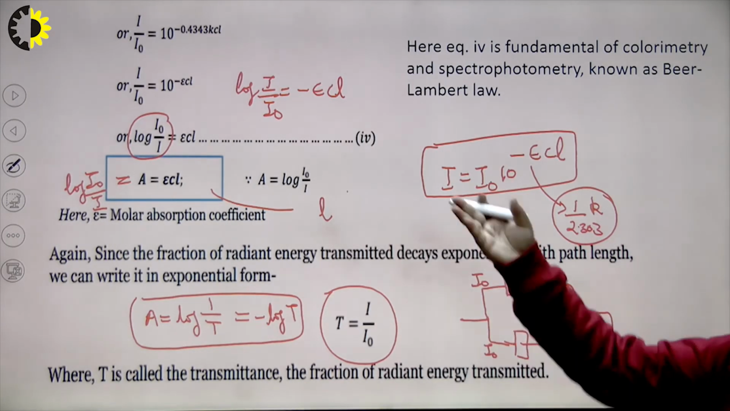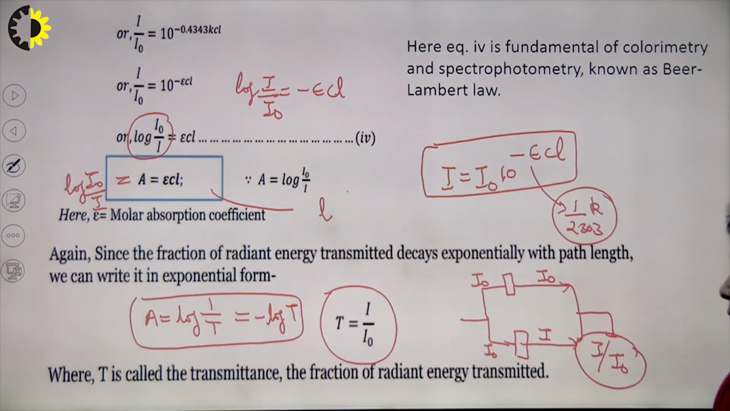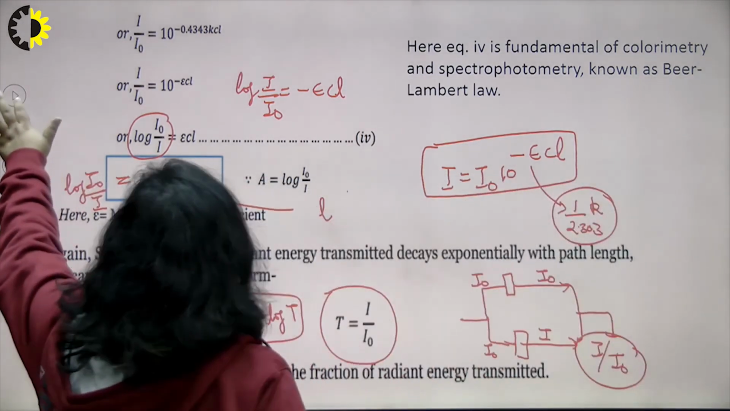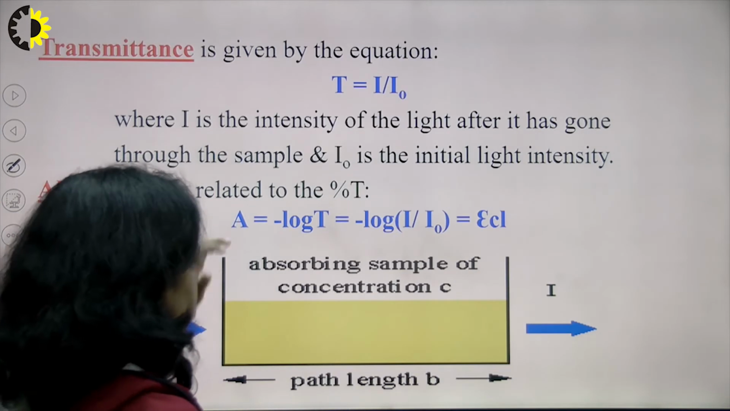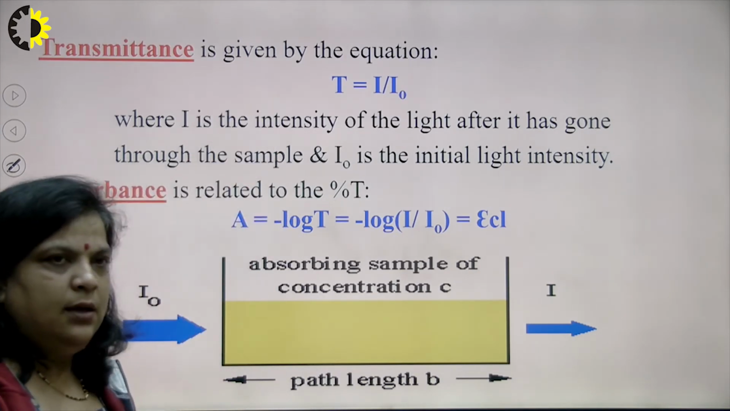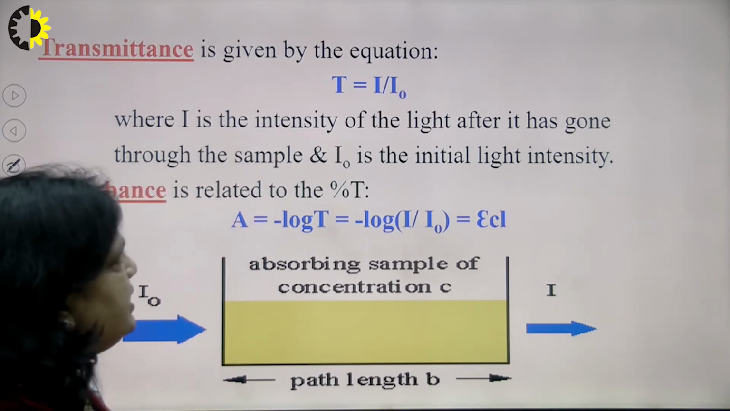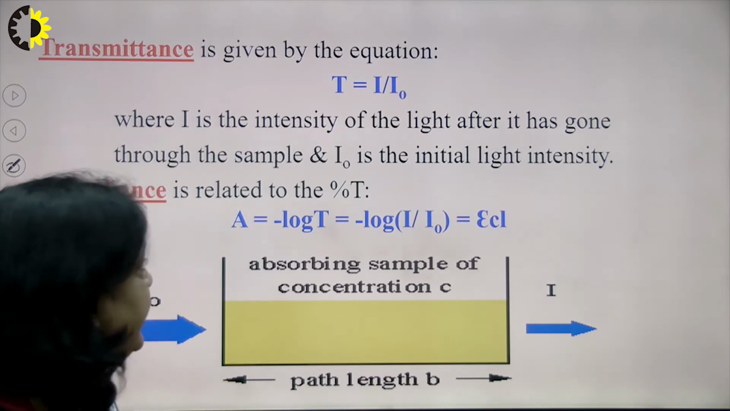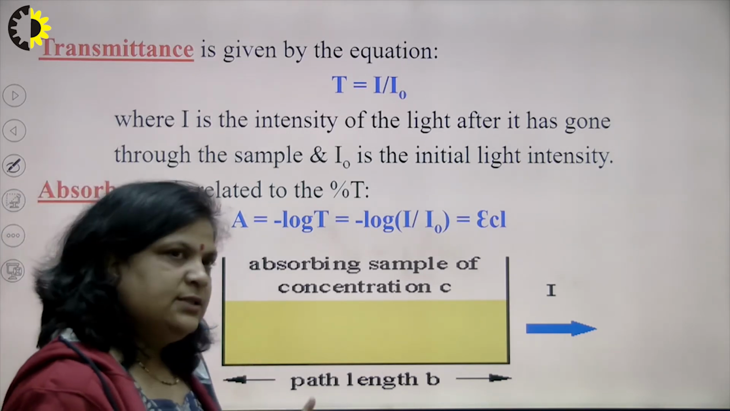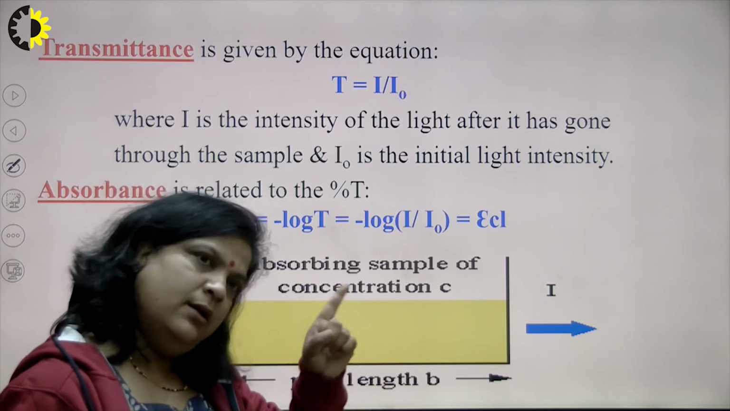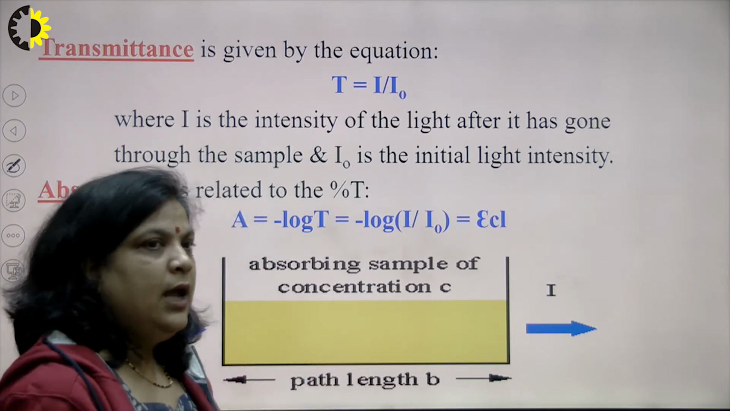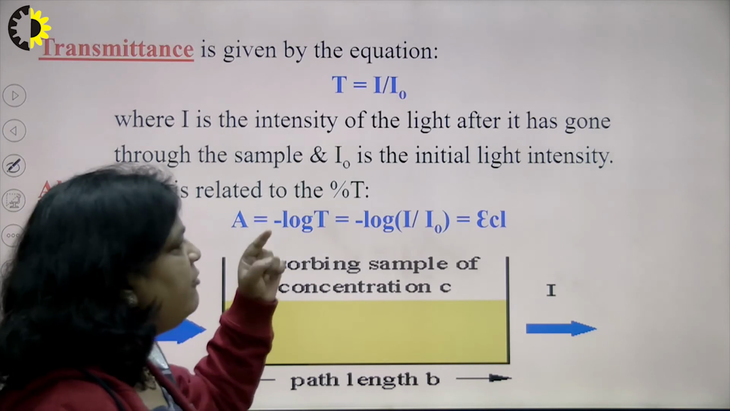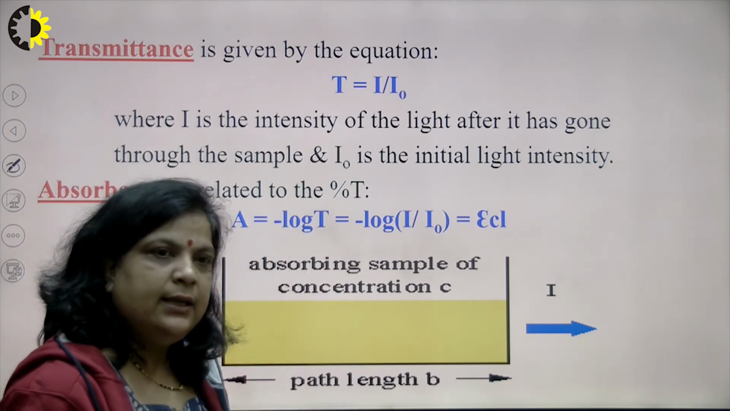So, we can basically correlate with this. Now, there are two terms in big font. First is transmittance, which is I upon I naught. Don't be confused in I naught or I. So, transmittance is the intensity after absorption divided by initial, and absorbance is log of I naught upon I.